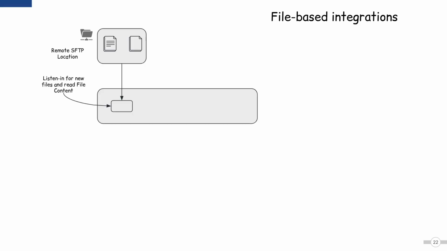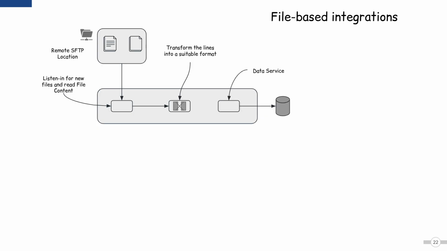And file-based integration, again, you may have remote SFTP locations, listen in for files and read file content, and then you do some level of transformation of the lines into a suitable format. And then you have a data service, and you may want to call this data service and do insertion one by one or as a batch. So this is a typical file-based integration that you may encounter in enterprises.